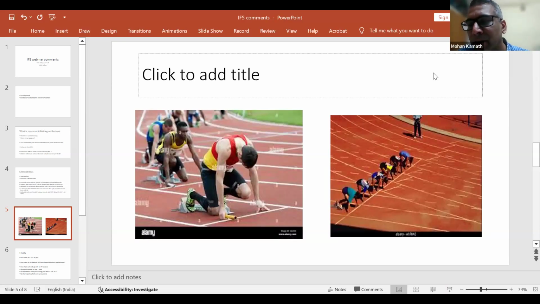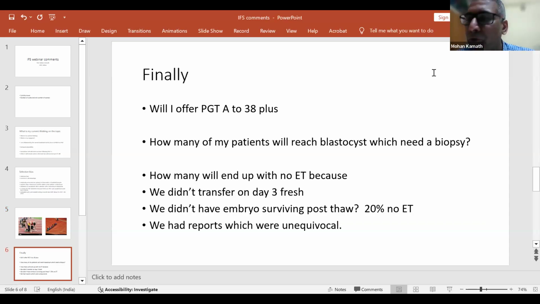No, it's been given the start of a 400-meter race. That's the way I picture it when I look at it. So finally, the question, if you ask me, will I offer, because that's what the study is suggesting, will I offer PGT-A to a 38-year-old plus woman?